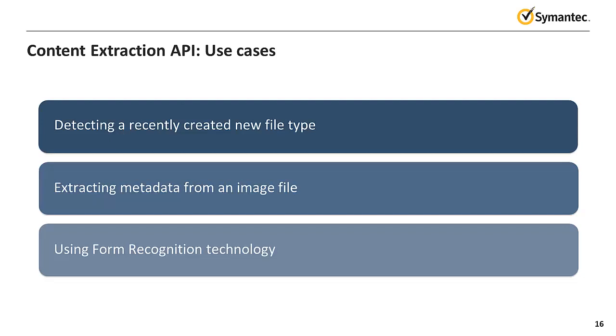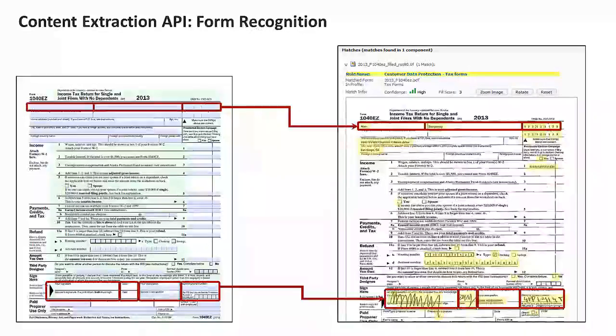Lastly, using form recognition technology. Symantec DLP form recognition, which is based on the CE API, is a practical application of a content extraction API plugin. The algorithm looks for key points or regions and analyzes the detected images against those previously indexed. This figure here shows an example of a form recognition incident.